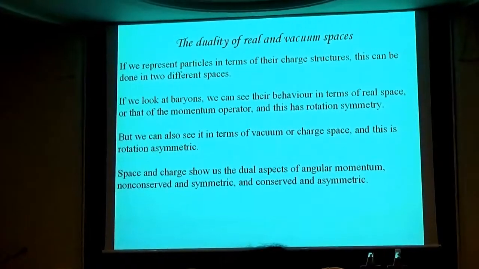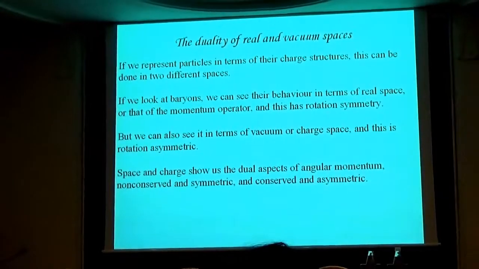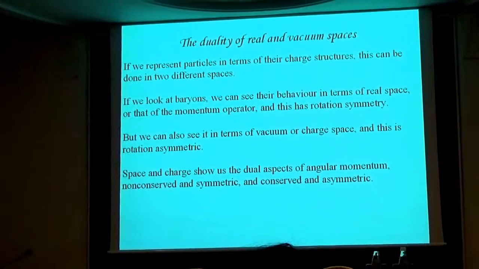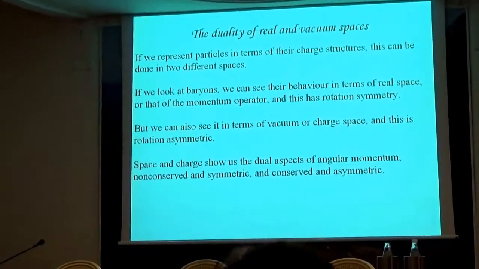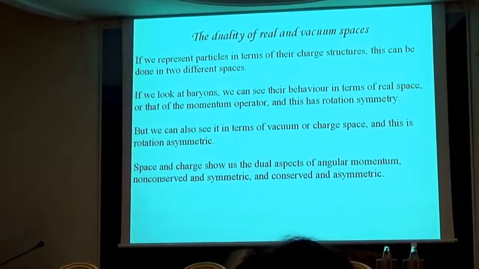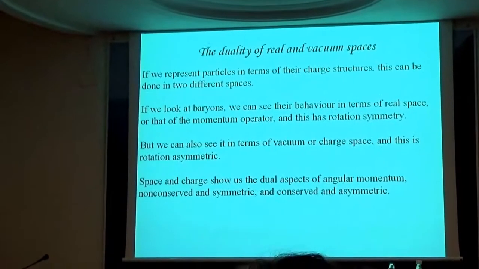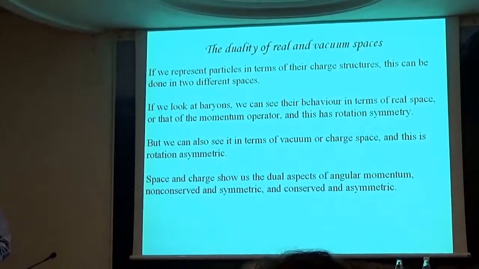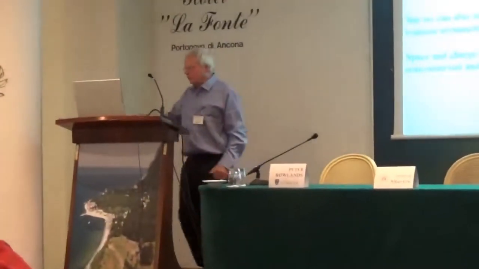Now let's try and represent particles by their charge structures, because each particle will have a structure of charge, how much weak, how much strong, how much electric. These can be done in 2 separate spaces. Let's look at baryons and try ordinary space. It's obvious that baryons have some kind of rotation in ordinary space, and that determines their structure. How can we do that?